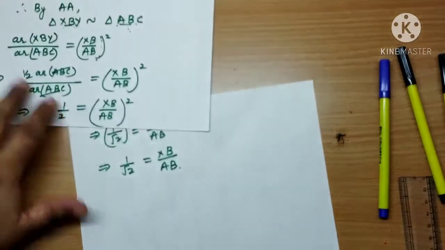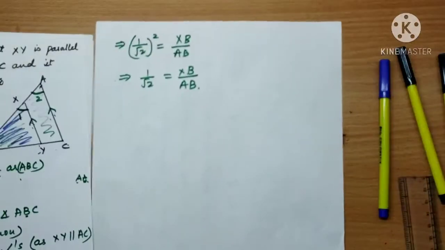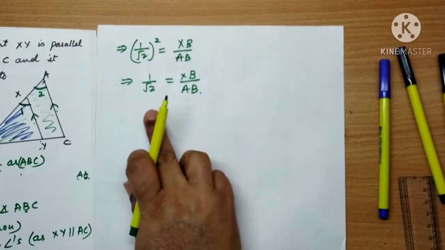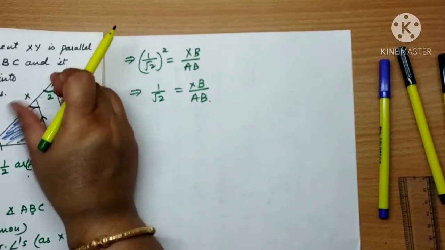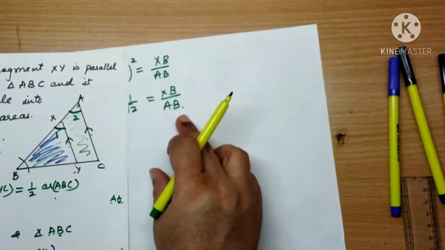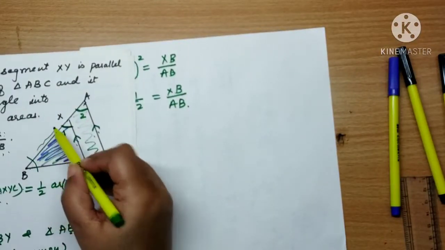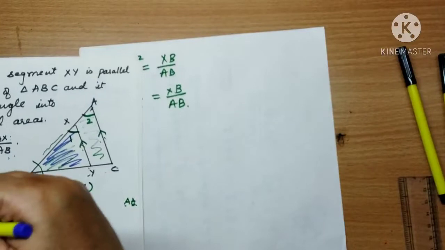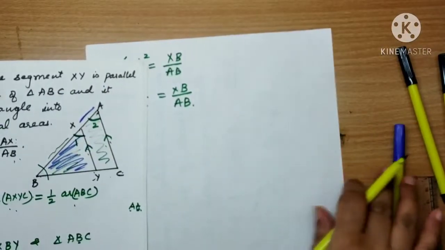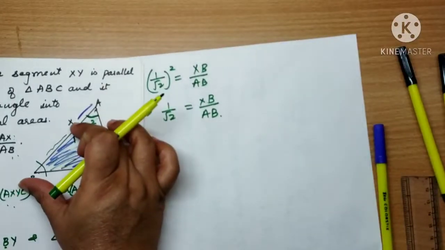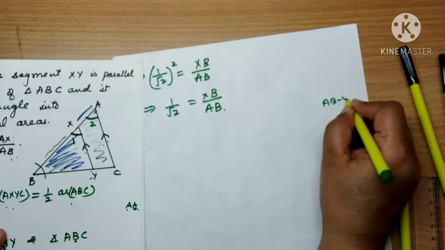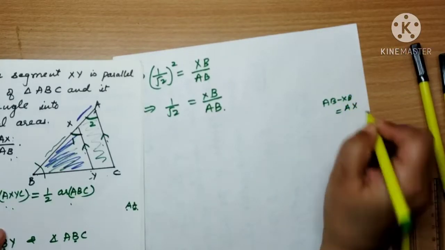But what are we interested in finding out? I have got XB, this side, by complete is 1 by root 2. And we had to find AX by AB. See, AB is okay, denominator is okay, but I got this part. Rather we were looking for this part of the line segment, AX. So how can I write? AB minus XB gives me AX.